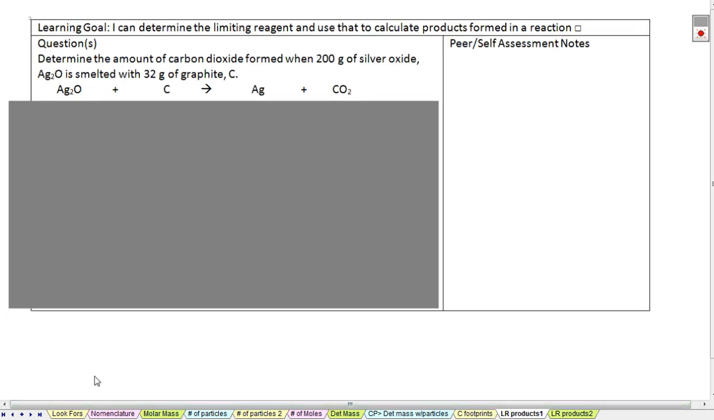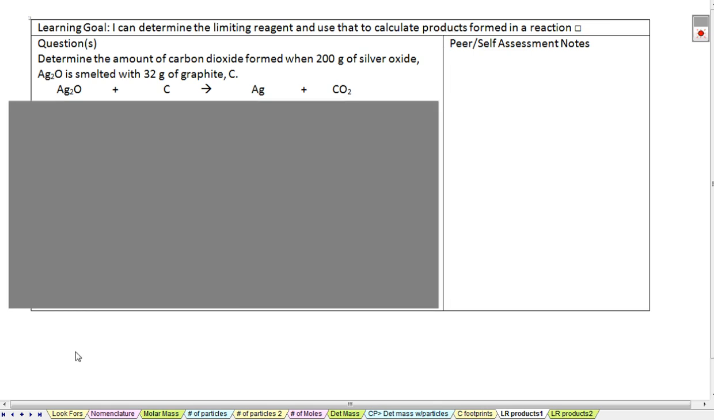So now for this next set of questions, what we're going to do is be asked to find how much carbon dioxide is produced again. However, I'm given specific amounts of each reactant, and I have to determine which of the reactants is the limiting reagent. So this is the learning goal. I can determine the limiting reagent and use that, the limiting reagent, to calculate products formed in our reaction. So let's take a look here.